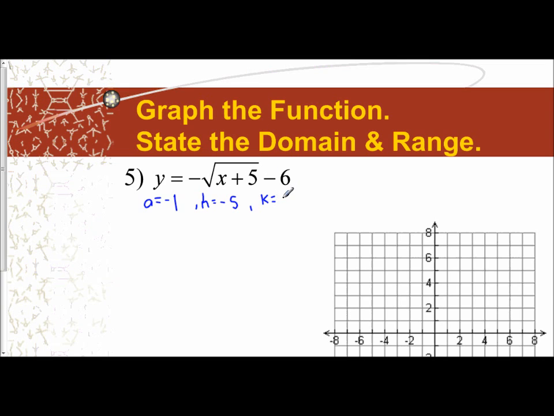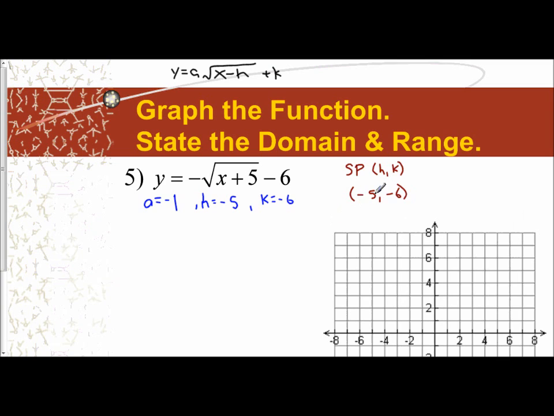And k is -6. Do remember that you have y equals a times the square root of x minus h plus k for your transformation setup. And so what does this tell me? Well, this tells me right off the bat that my starting point of my graph is the h, k coordinate. So my starting point is going to be -5, -6.